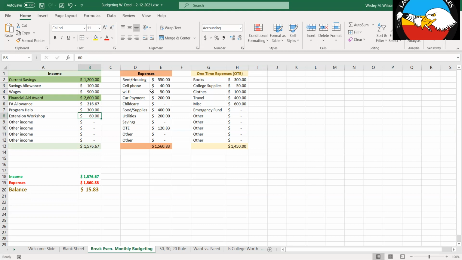So the expenses you want to detail out. Here are some of the common expenses: you've got rent, cell phones, Wi-Fi, car payment, childcare.